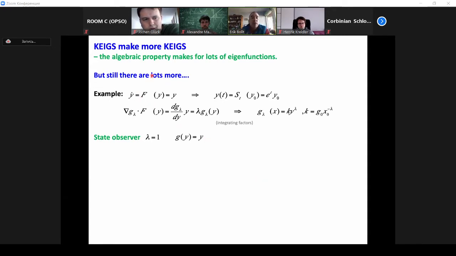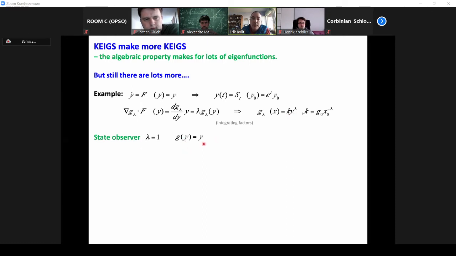There's another interesting property I want to point out, which is called the algebraic property of eigenfunctions. So based on what we've had so far in the talk, I'm just going to work that in terms of the standard linear ODE y dot equals y. So y dot equals y, everyone can solve that. The flow is y of t equals e to the t. On the other hand, the infinitesimal generator differential equation, grad g dot f equals lambda g, works out again by integrating factors to be y to the lambda and a constant.